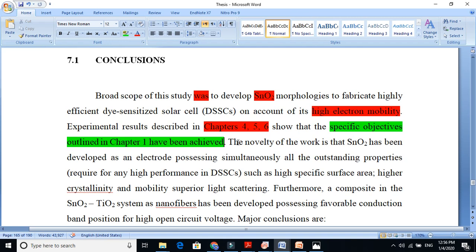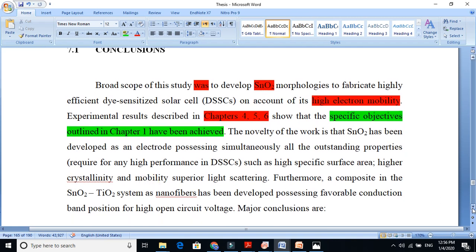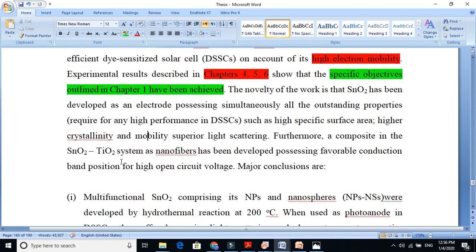You see here, the novelty of the work is that SnO2 has been developed as an electrode possessing simultaneously all the outstanding properties required for high performance in dye-sensitized solar cells, such as high specific area, high crystallinity and mobility, and superior light scattering. We just require these things. Furthermore, a composite in this system as nanofiber has been developed possessing a favorable conduction band position for high open circuit voltage. You remember in our result discussion, in the pure material we received low open circuit voltage, and when we made the composite, we overcame that issue.